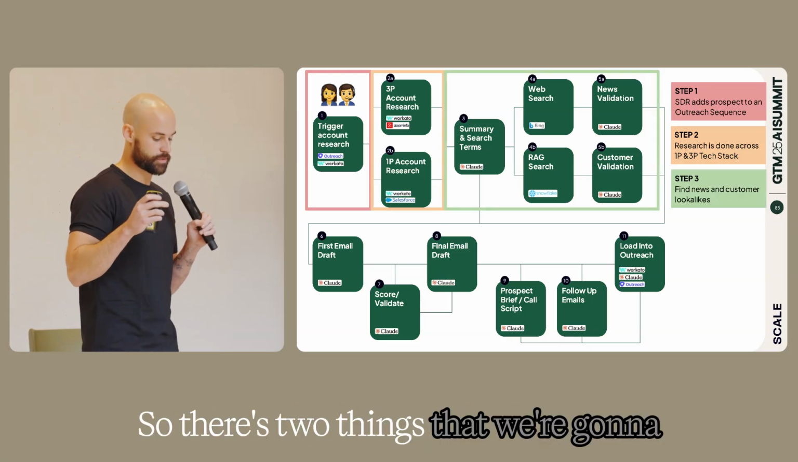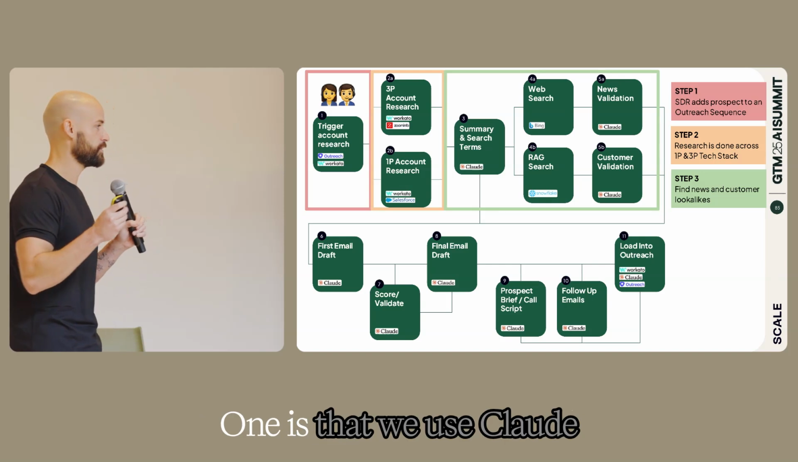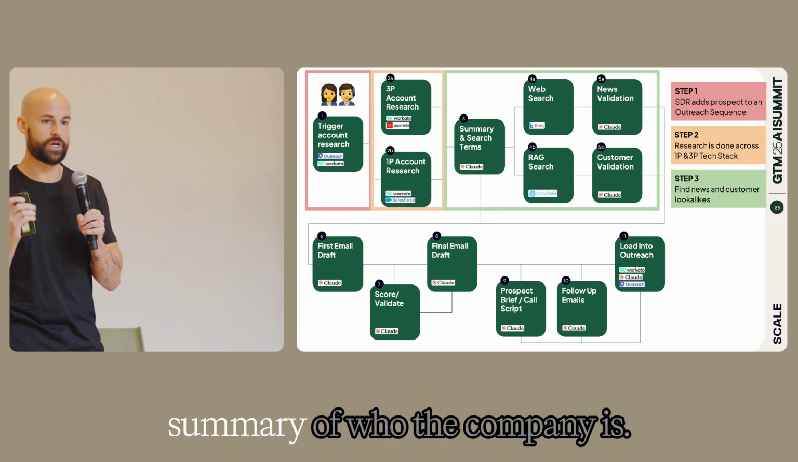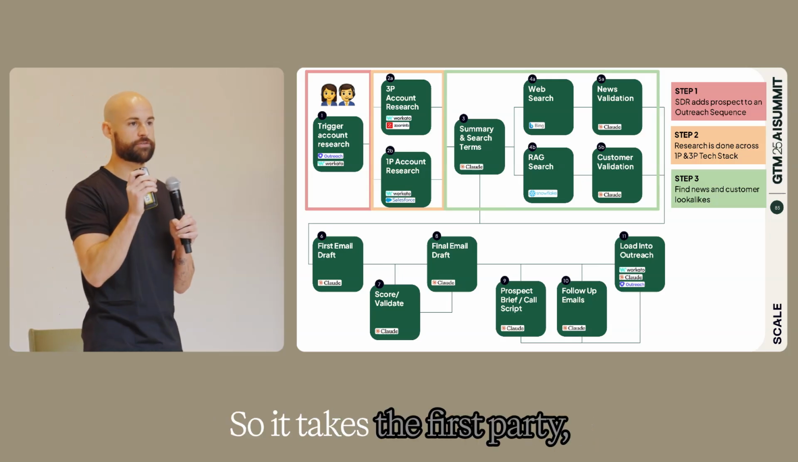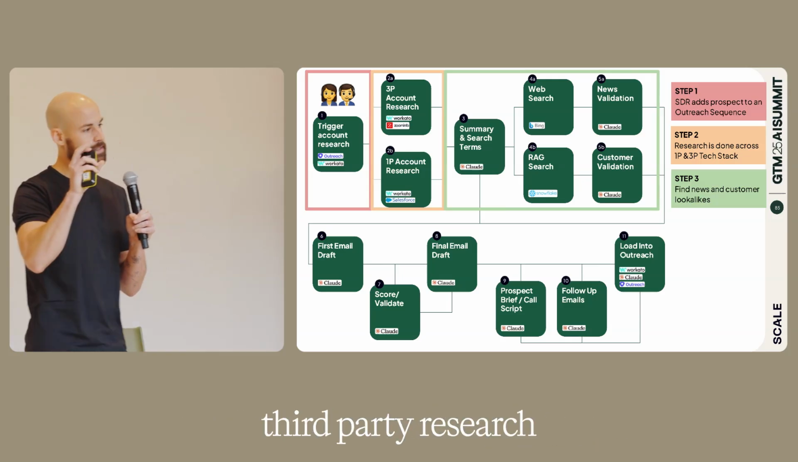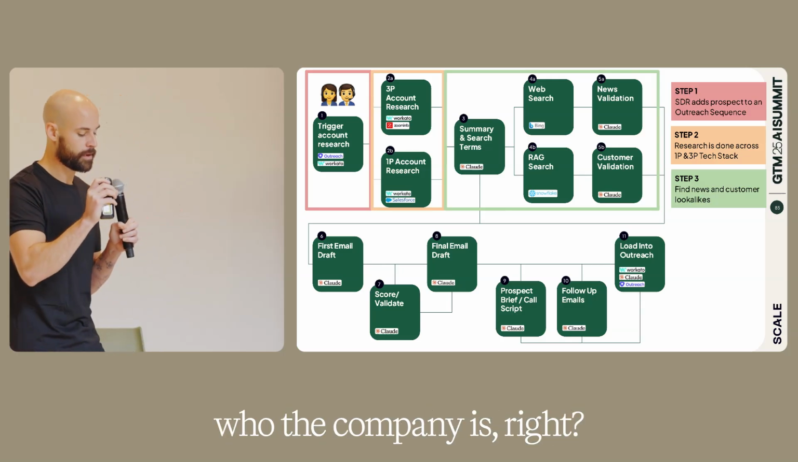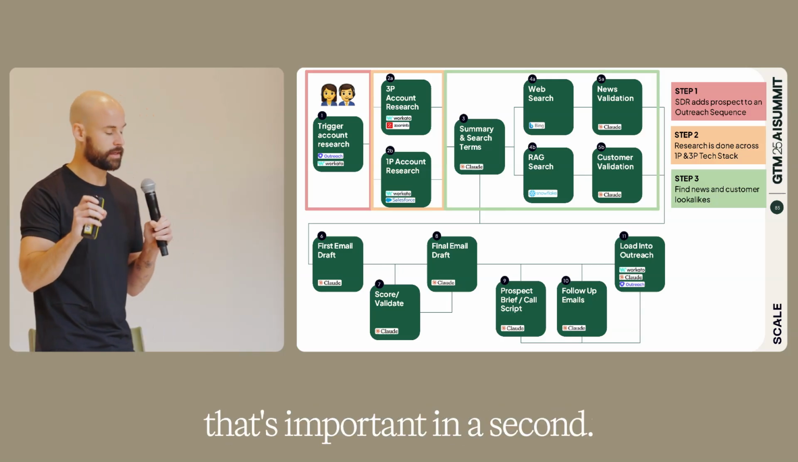So there's 2 things that we're going to be covering in this next section. One is that we use Claude to help us generate a concise summary of who the company is. So it takes the first-party, third-party research, creates a concise, like 1-paragraph explanation of who the company is, right? And we're going to get to why that's important in a second.